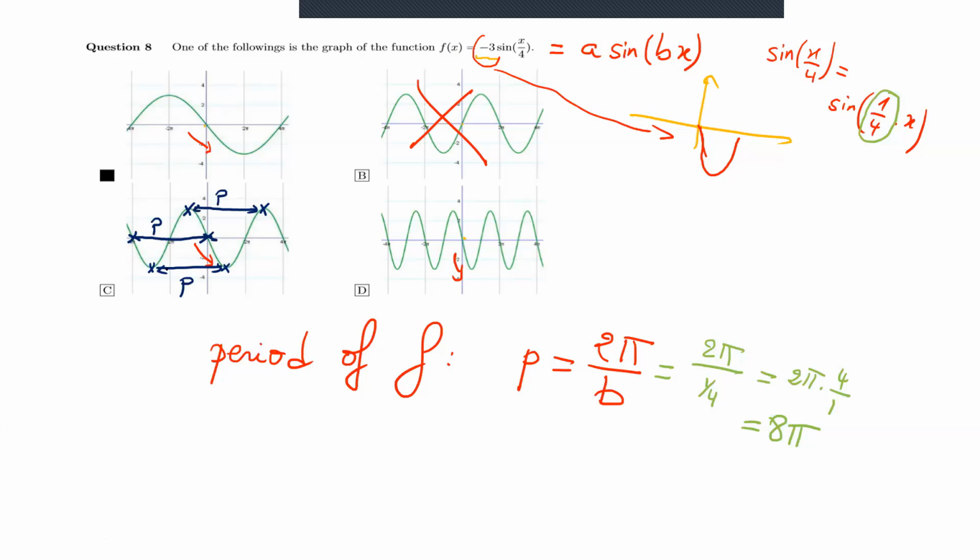So when the function makes a complete cycle. Here in this example, the period starts from this point, minus 4 pi, until this point, 4 pi. So the period, the difference, 4 pi minus minus 4 pi, so it is 8 pi. So this is the correct answer.